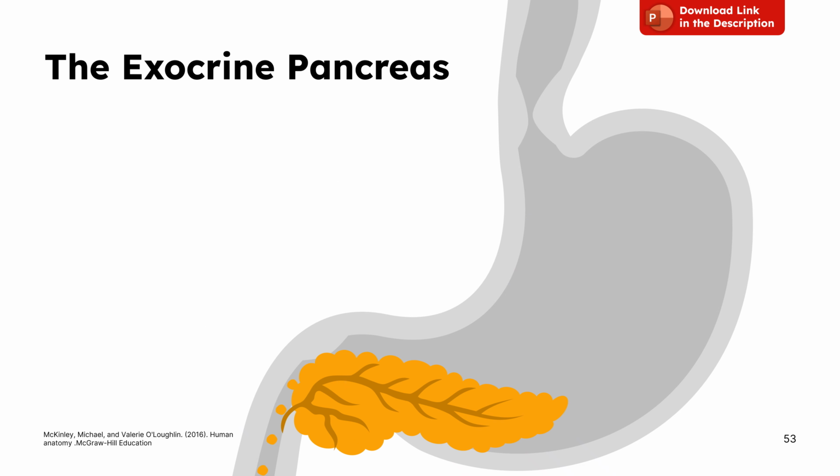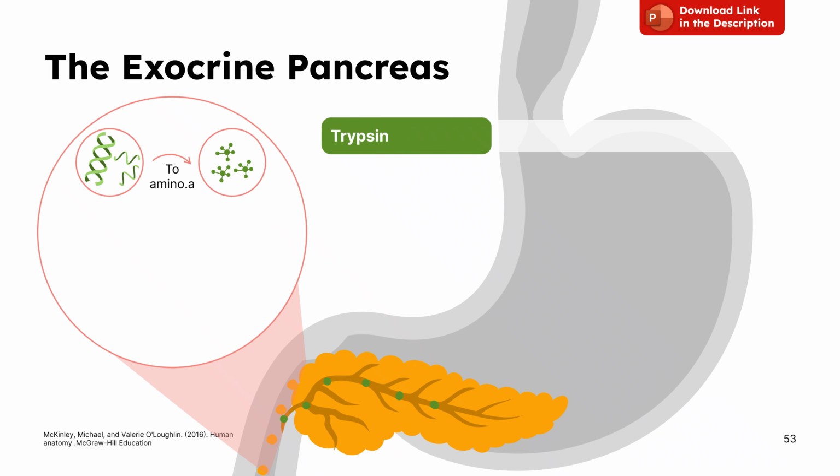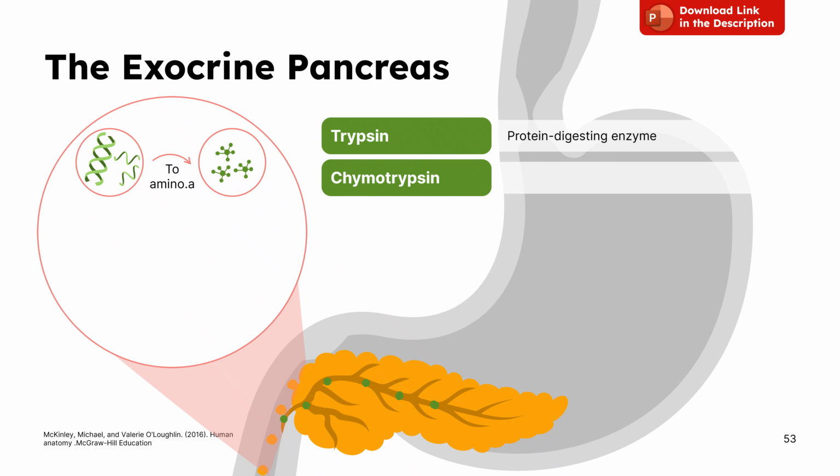The exocrine pancreas plays a crucial role in digestion, acting as the body's primary source of digestive enzymes. These enzymes break down food into its absorbable components. Trypsin breaks down proteins into smaller peptides and amino acids, essential for protein digestion. Chymotrypsin, another enzyme involved in protein digestion, works alongside trypsin to further break down proteins.